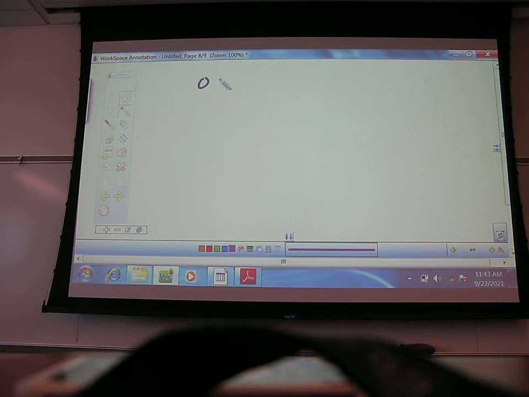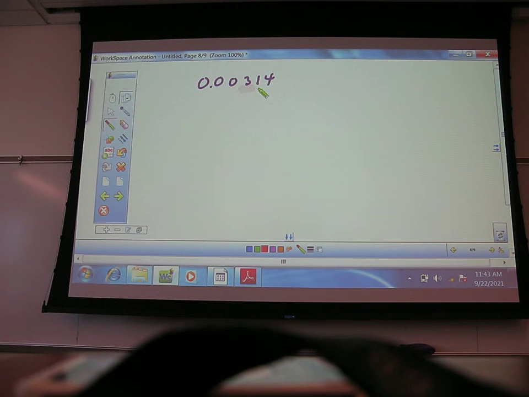If I had 1.00314, how many significant digits is this one? 3. Only these ones count. You go to the first non-zero and you start counting there. So 1, 2, 3. 3 sig figs. Does that make sense, folks?